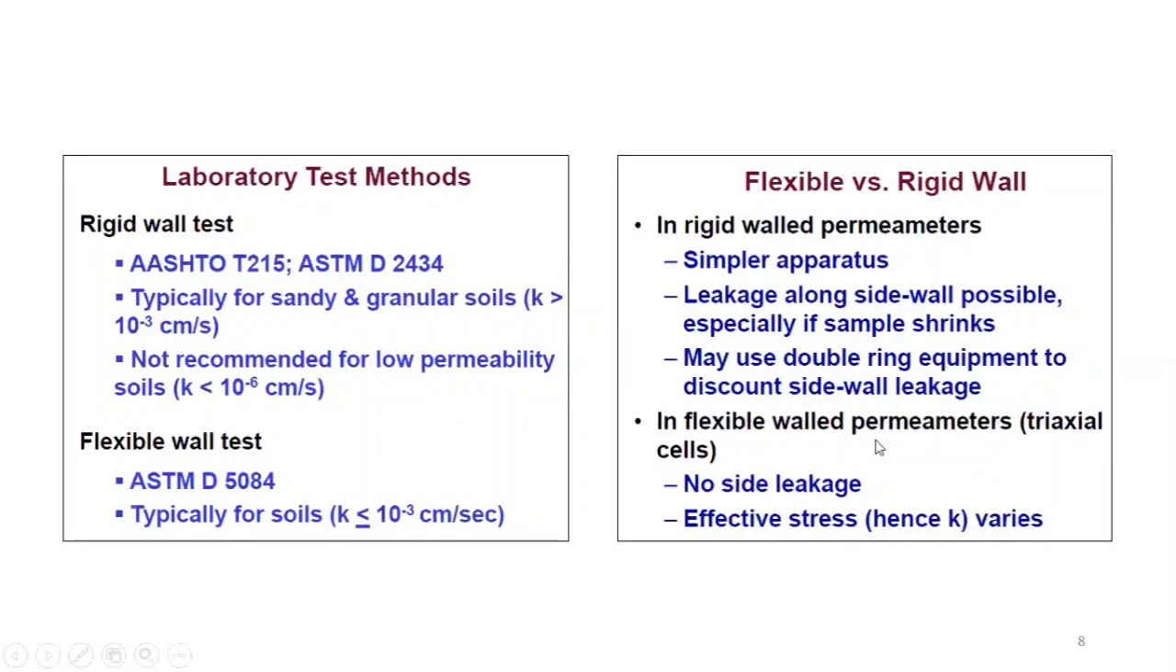So it gives you a better K value. But there's another issue: because it has different effective stress at the top and at the bottom of the sample, K is not the same throughout. K is highly dependent on the effective stress, because effective stress changes the structure and the void ratio of the sample.